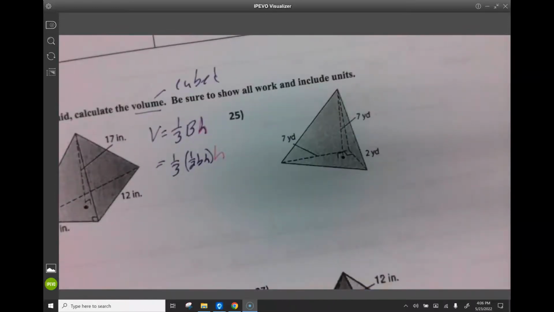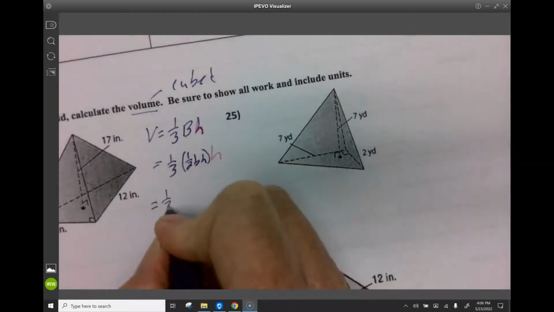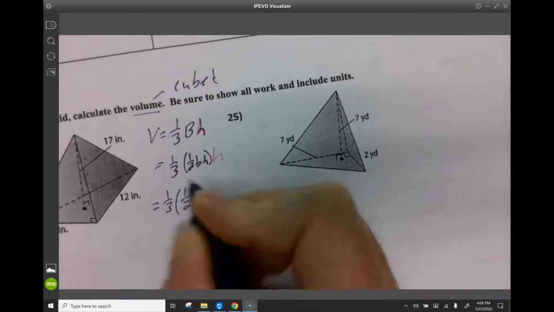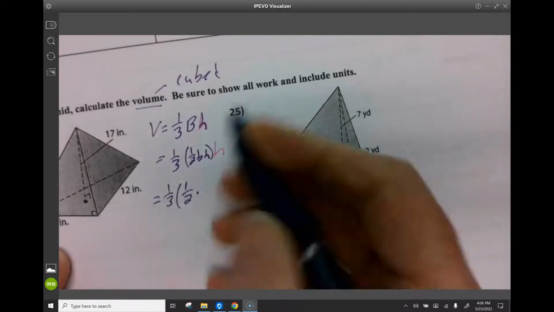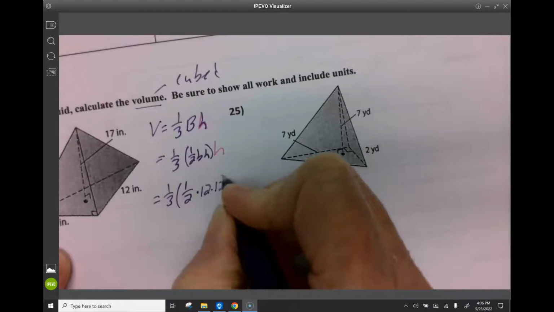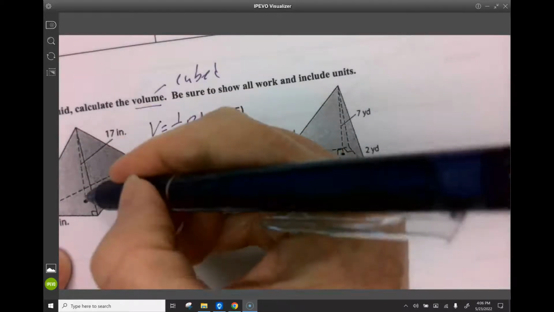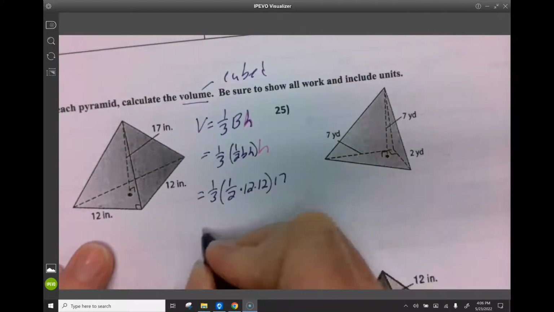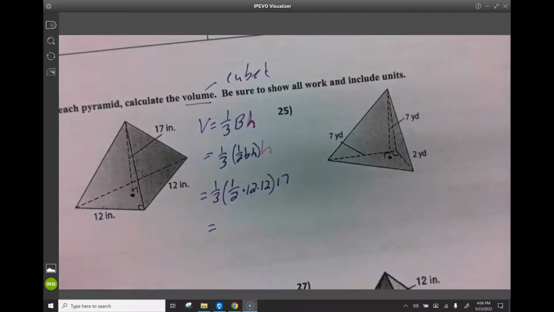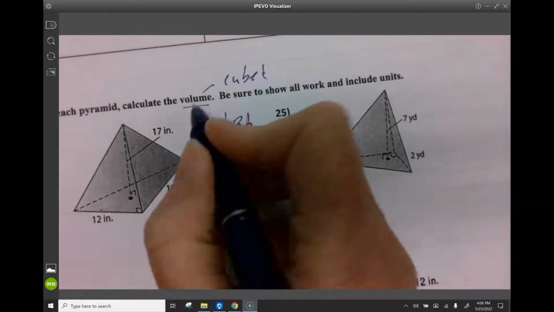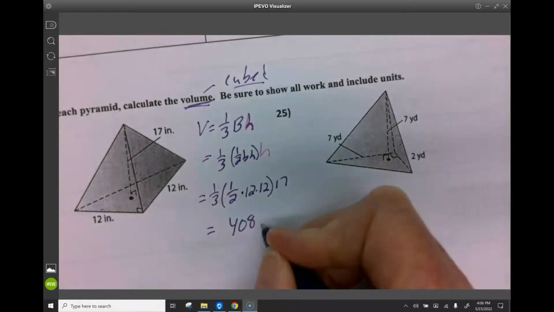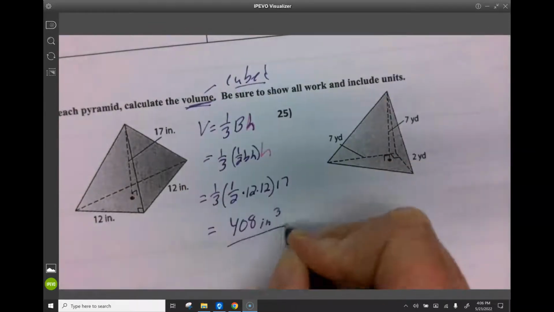Are you ready? Let's do this. So we have 1/3 times 1/2 times the base. Now I'm talking about the triangle down here, and I have a 12 by 12 triangle. So that's 12 times 12 times the height of the entire pyramid, which is 17. Okay, so we're going to multiply that on our calculators. I got 408. It's volume, so it's cubed, so it's inches cubed.